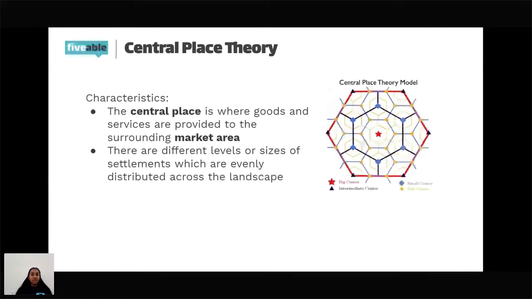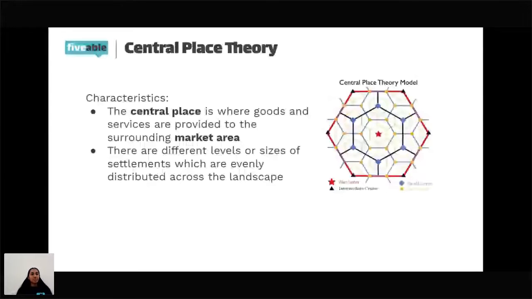For disadvantages of this central place theory model, the land isn't always perfectly flat, allowing for even distribution of goods and services. And also people aren't evenly distributed across the landscape, so it doesn't make perfect hexagons all the time in the real world. And people don't always go to the nearest center to buy goods and services.